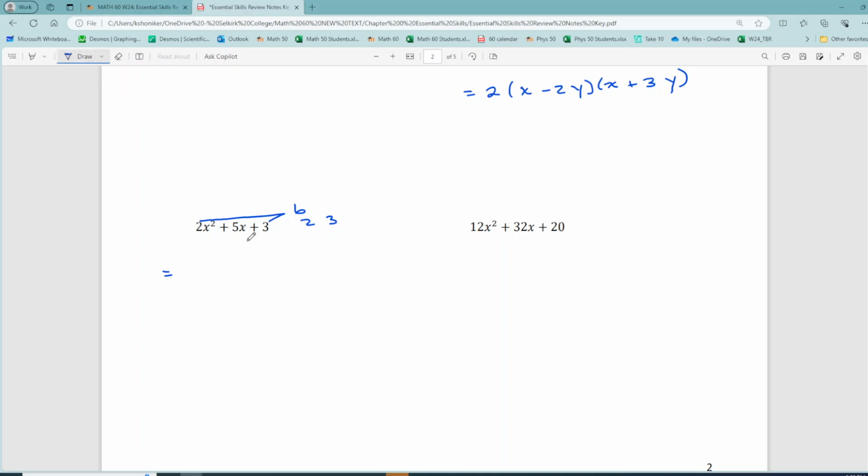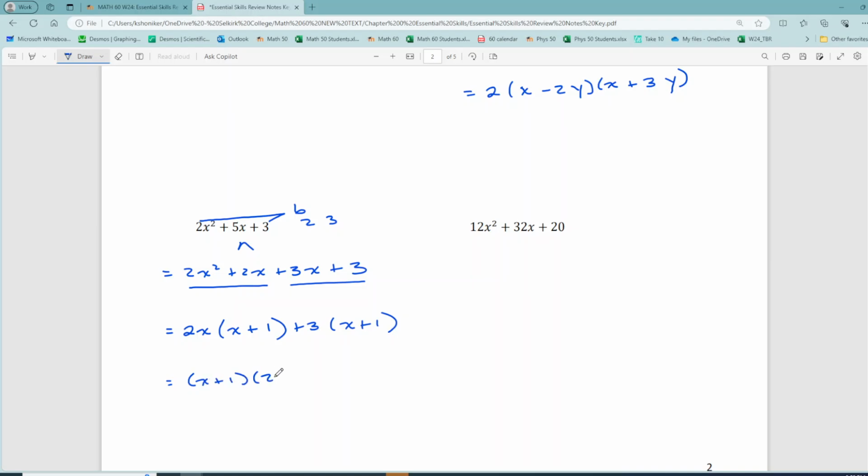Instead, what we're going to do is we're going to break the middle term up. So we're going to have 2x squared plus 2x plus 3x plus 3. Then we're going to factor by grouping. Out of the first group, I can pull out a 2x. I'll be left with x plus 1. Out of the second group, I can pull out a 3. I'll be left with x plus 1. I have that common binomial factor of x plus 1, and I'm left with 2x plus 3. And that guy is fully factored.